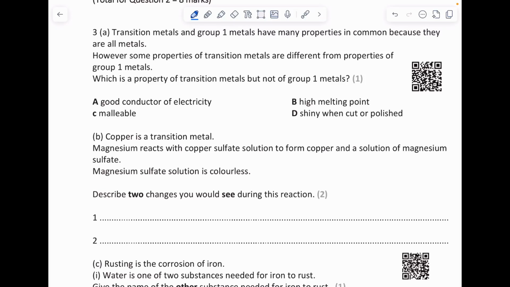Okay, so what is a property of a transition metal but not a group 1 metal? Now, again, core knowledge: transition metals form coloured compounds, where group 1 are white, and transition metals have a higher melting point. So if we know that core knowledge, the only one that matches sensibly is option B.